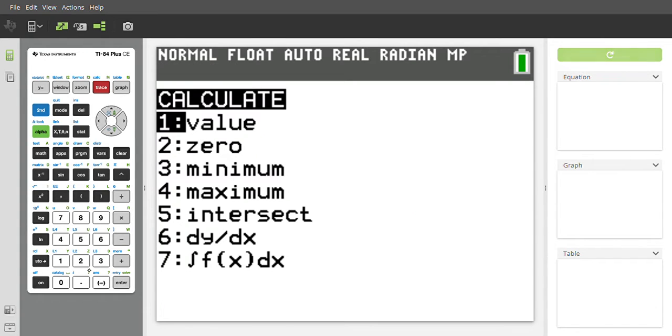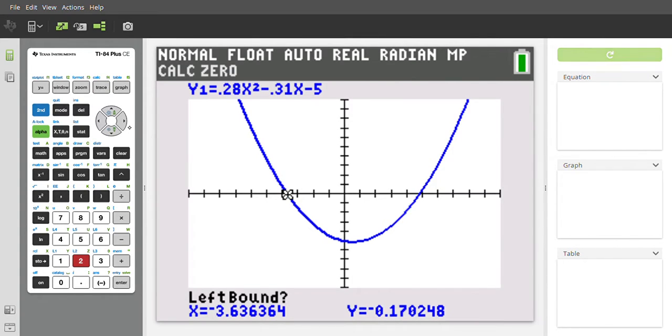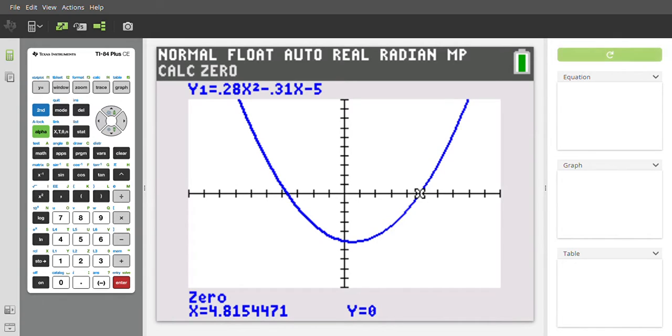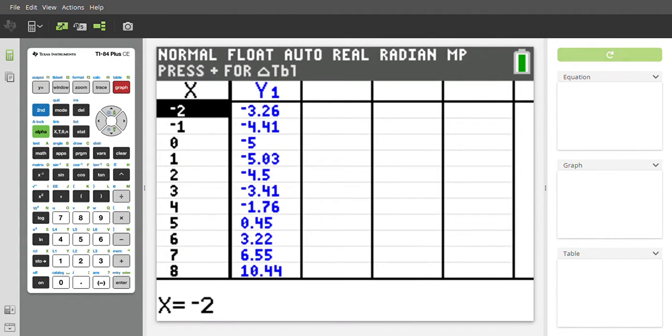Second calc, 0. I need to get on the left side, so I'm going to hit the right arrow because I'm trying to move over closer to the other x-intercept. Build my wall, move to the right side of the x-intercept, build my wall, move back, make my guess, hit enter, and I see that I have another 0 at approximately 4.82.